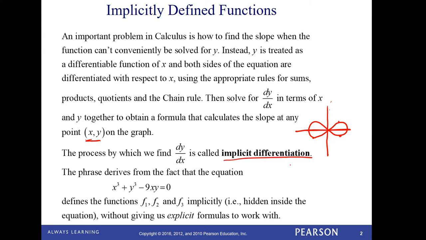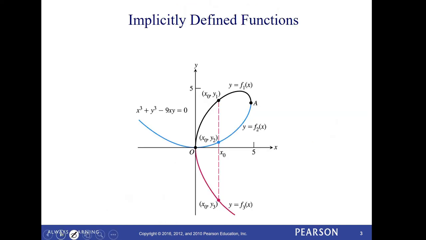This process is called implicit differentiation, and the phrase derives from the fact that the equation, for example, x cubed plus y cubed minus 9xy, defines three separate functions implicitly, hidden inside the equation without giving us explicit formulas to work with. So implicit rather than explicit. So here's an implicit function.